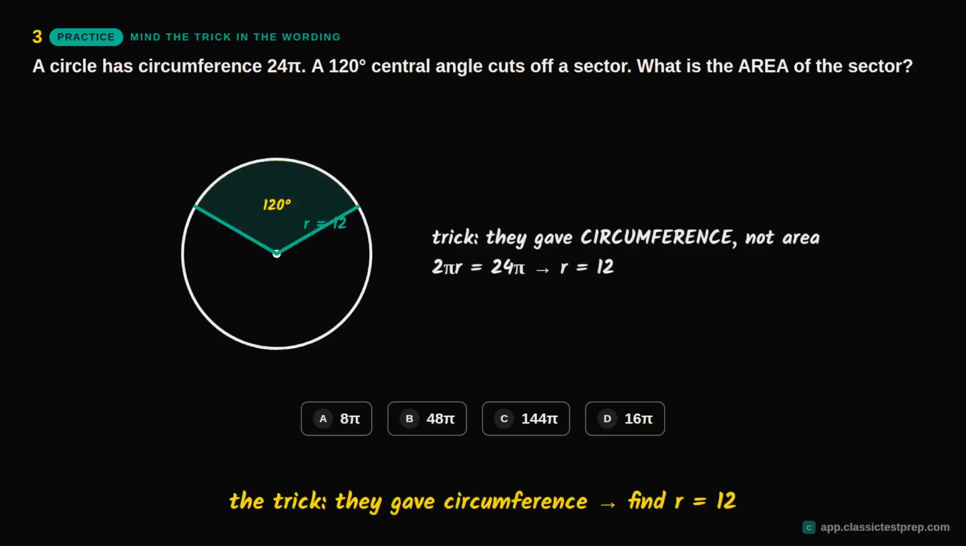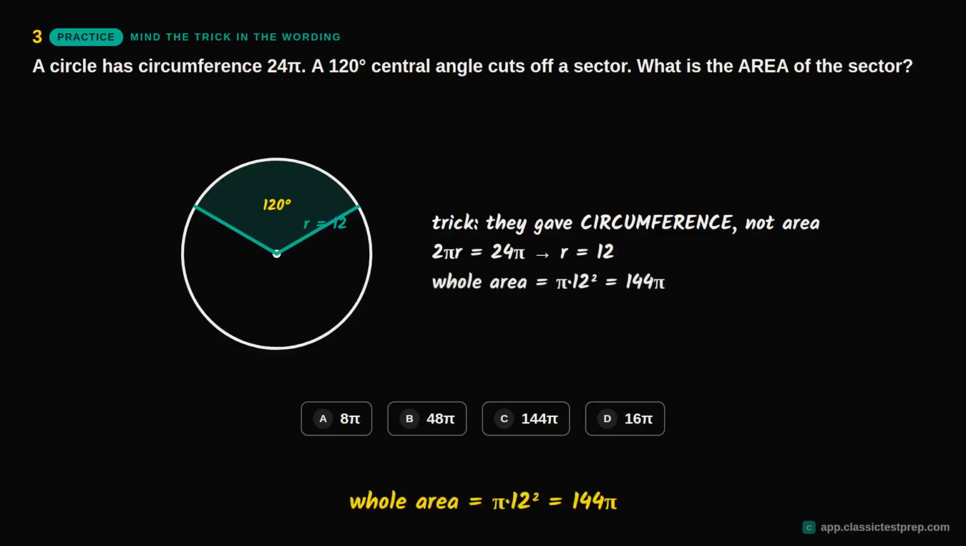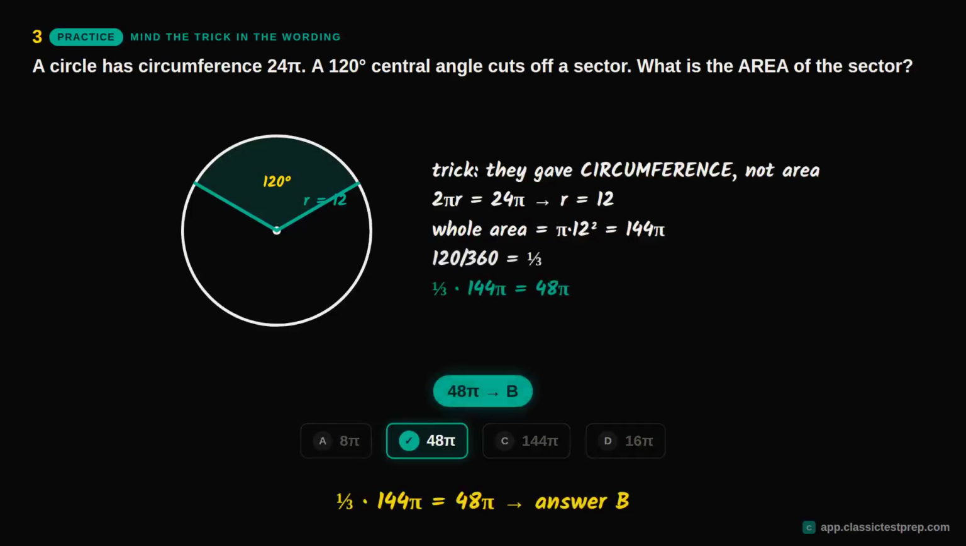So the trick here was that we gave you the circumference, not the area. So you needed to notice that the radius of this circle was 12 and then find the area. 12 squared pi, which is 144 pi, and then 120 degrees is our central angle. So we are looking for 1/3 of the area of the complete circle. So 1/3 times 144 pi, that should give us 48 pi, which will be answer B, the correct answer.